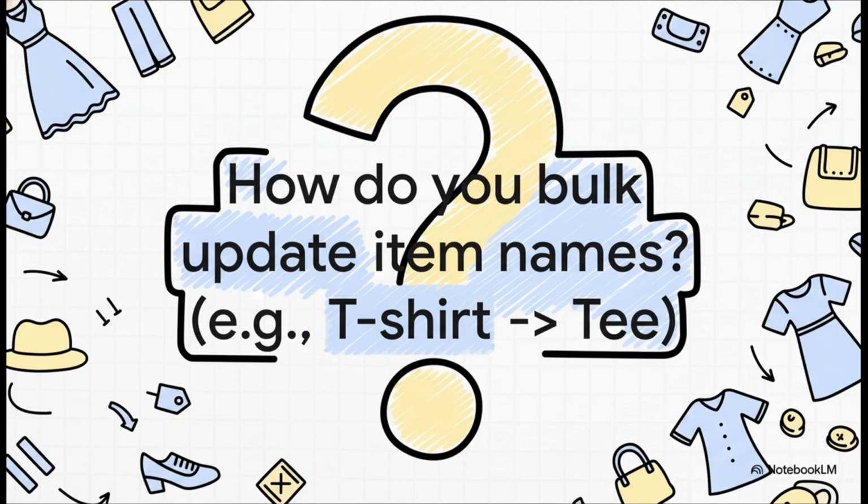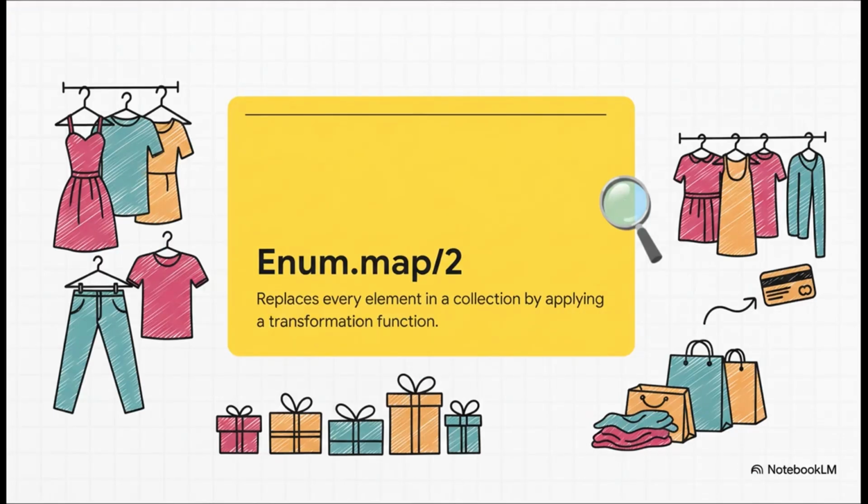Let's say your boutique is doing a little rebranding. You decide t-shirt sounds a bit dated and T is way cooler. You need to make this change across your entire inventory, but you are definitely not going to do it one by one. So how do you do that? Well, the perfect tool for this is Enum.map.